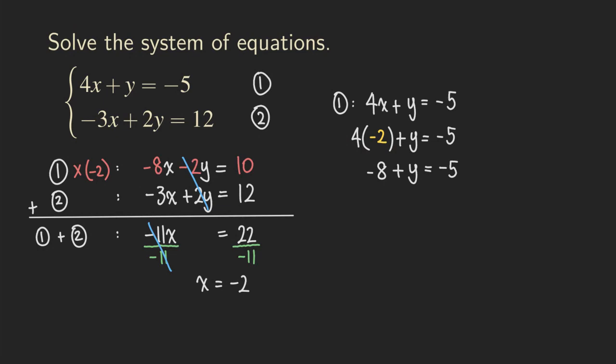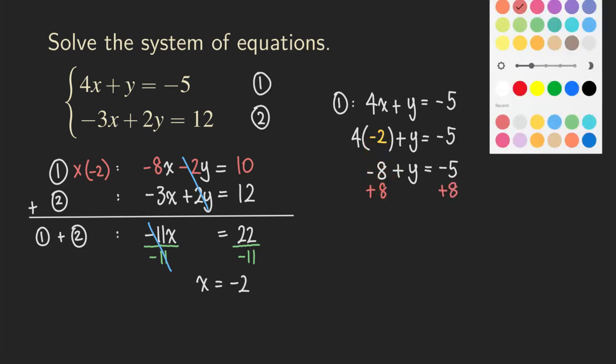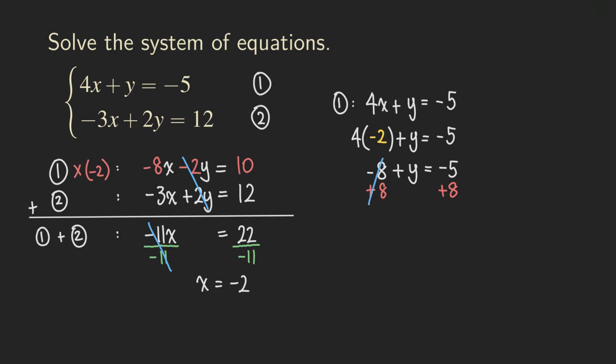And then now all we need to do is to add the 8 to both sides of the equation to cancel this negative 8 right here. Okay, so by doing that, we are going to cancel them. So you're left with just the y on this side. And then we have, what is that? That's 8 minus 5, right? Or negative 5 plus 8, which is positive 3.